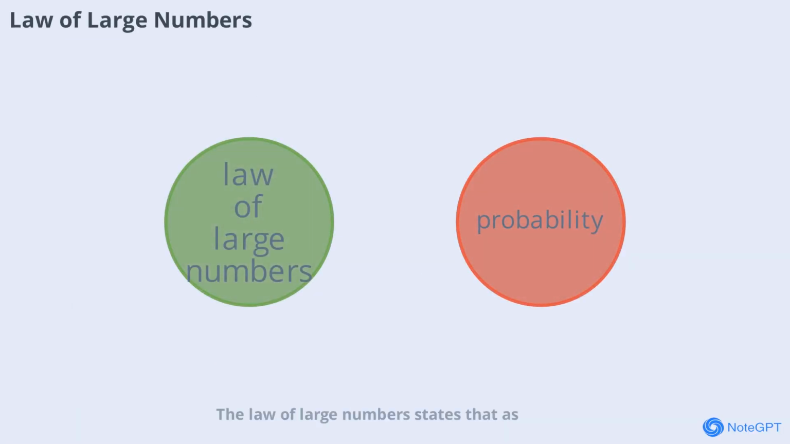The law of large numbers states that as you repeat an experiment more and more times, the experimental probability will get closer to the theoretical probability. For example, if you flip a coin thousands of times, the proportion of heads will approach 0.5. This law explains why experiments become more reliable with more trials.